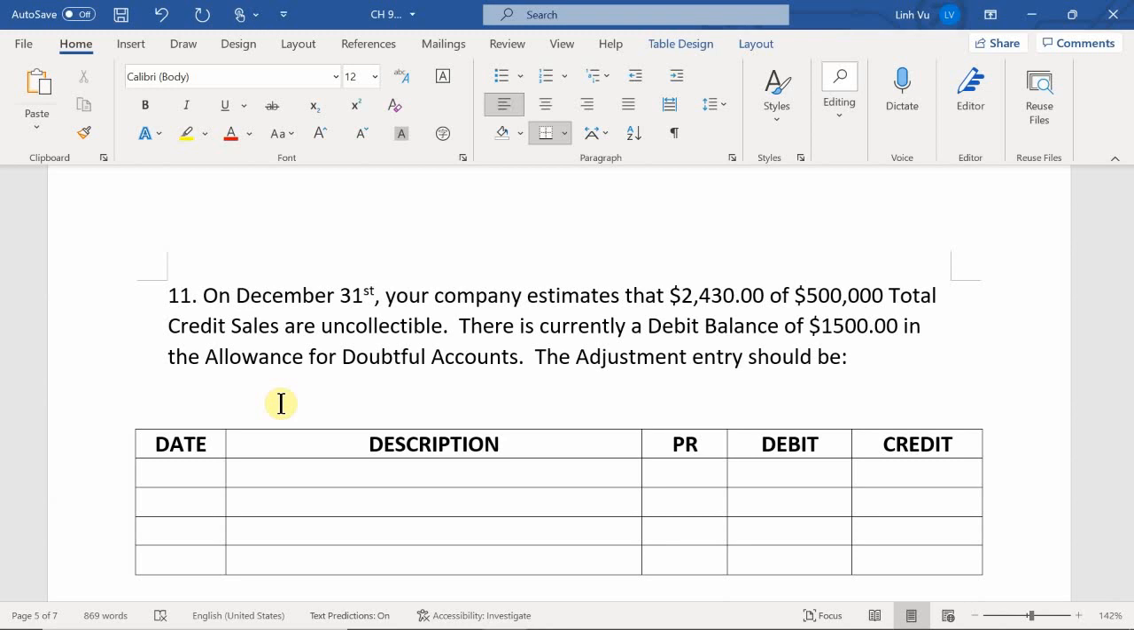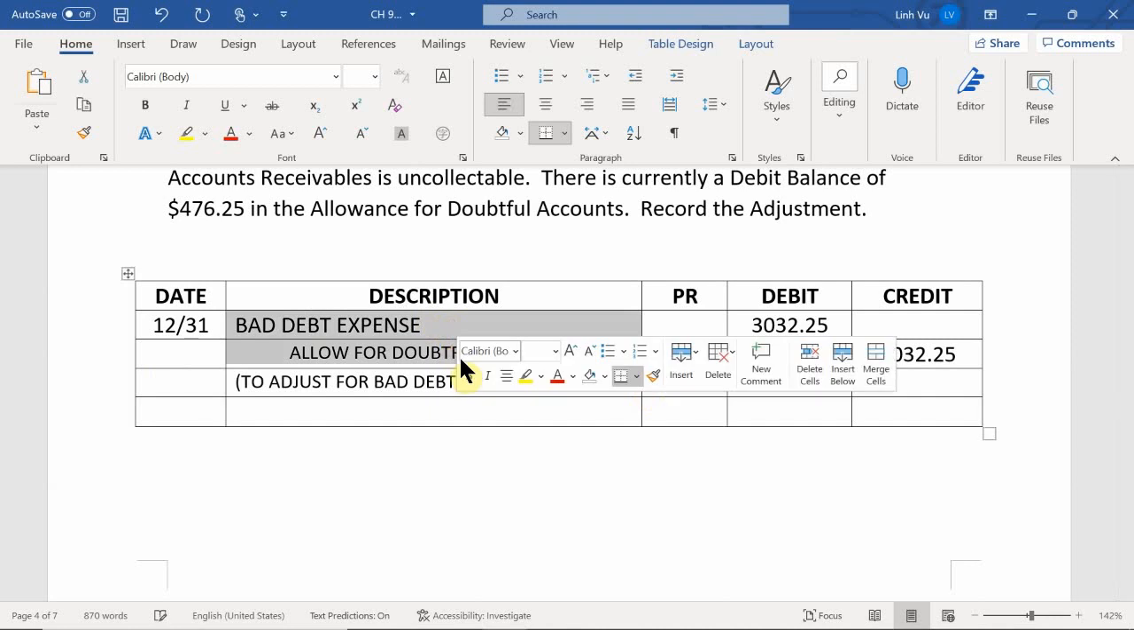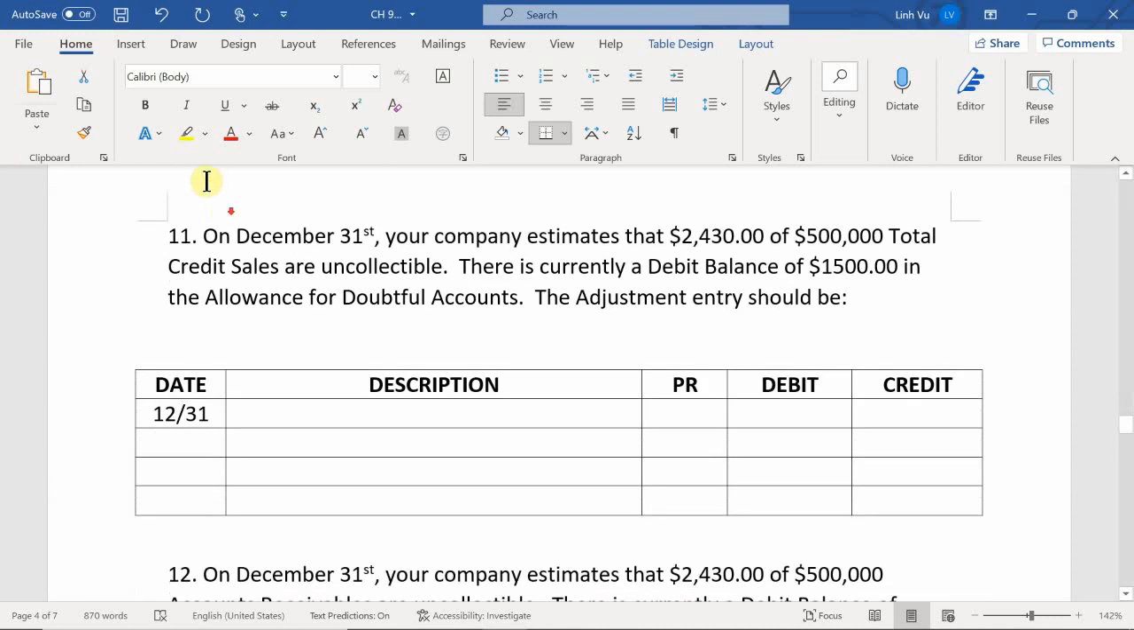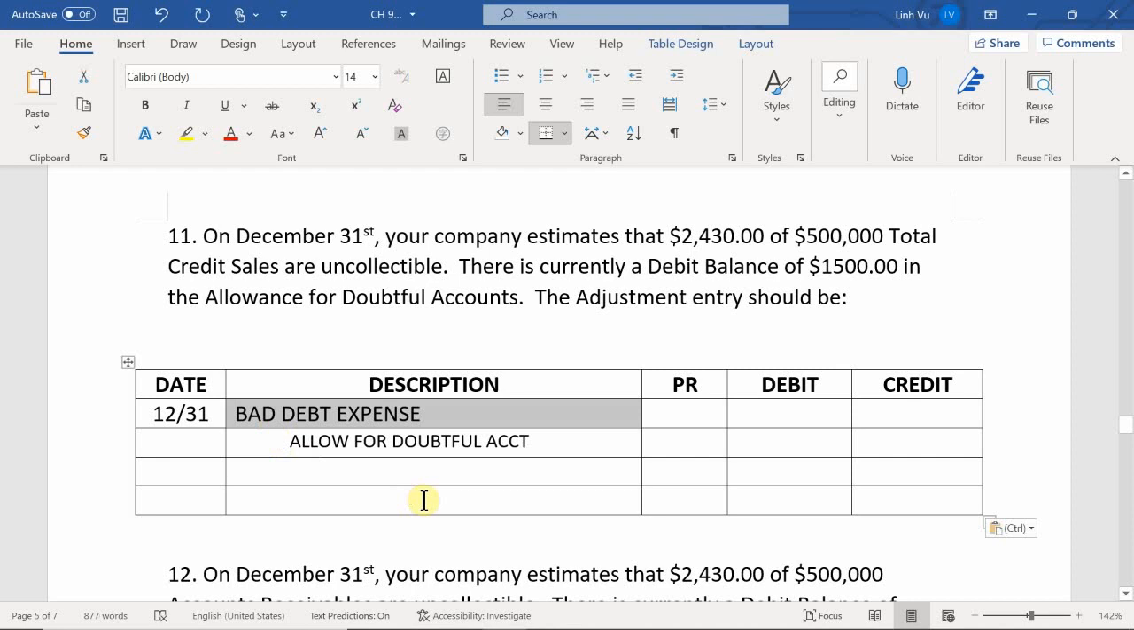The adjustment entry will be, so again, 12/31st, right? So you would still use bad debt expense and allowance for doubtful accounts. Correct. You would still use these exact accounts, okay? However, how are you going to calculate this one? How are you going to calculate the amount that you're going to journalize?